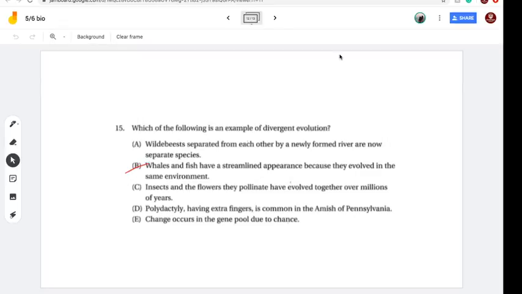And choice C refers to coevolution, while choice D refers to the founder effect, which is an example of a genetic drift. So C and D are out as well. And choice E refers to a genetic drift as well. So choice E is out. So the only example of divergent evolution would be choice A. While wildebeests separated from each other by a newly formed river are now separate species.